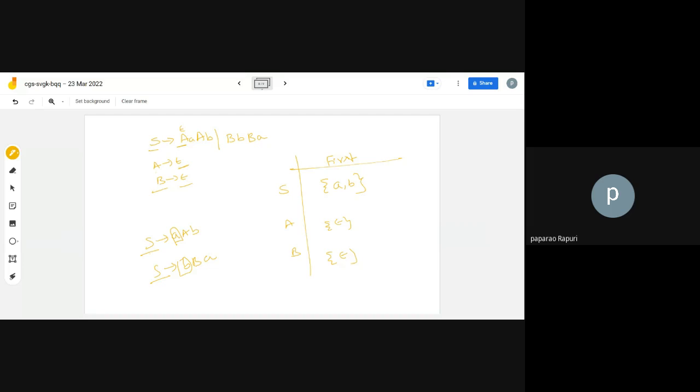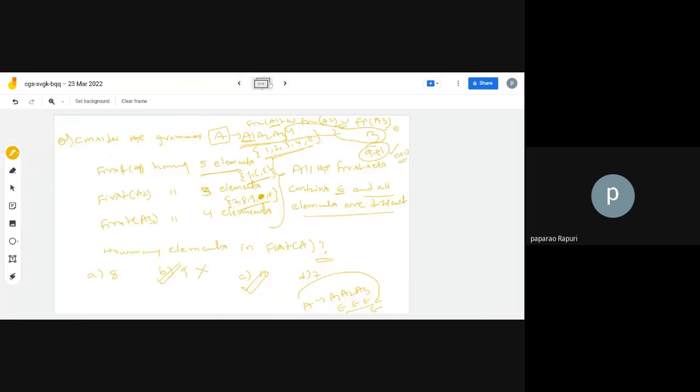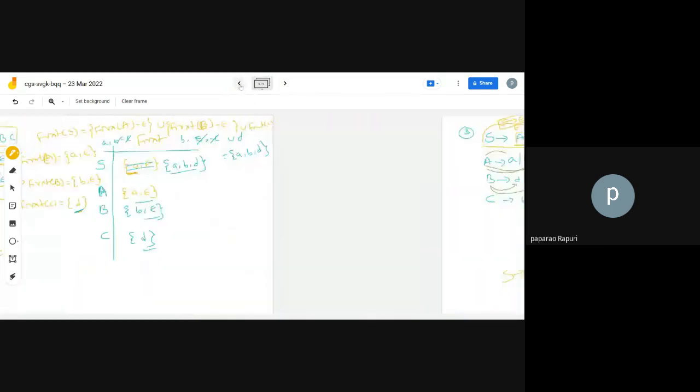So that is the thing, sir. By practice only we can write it. So practice more problems, using the given formulas that we have discussed.